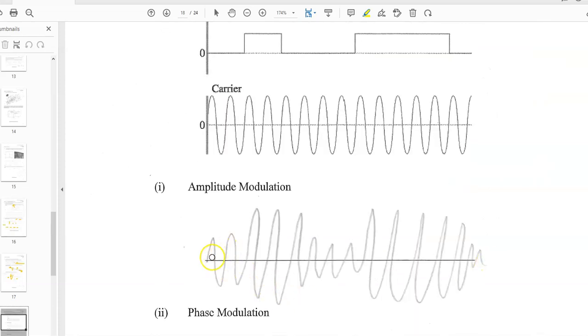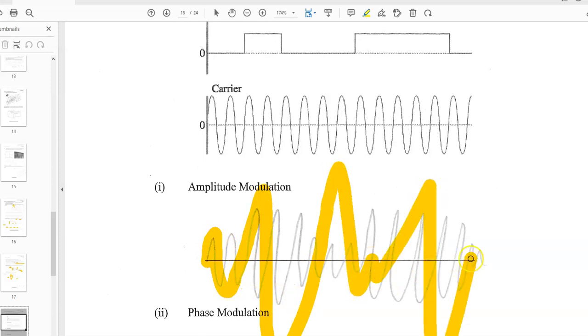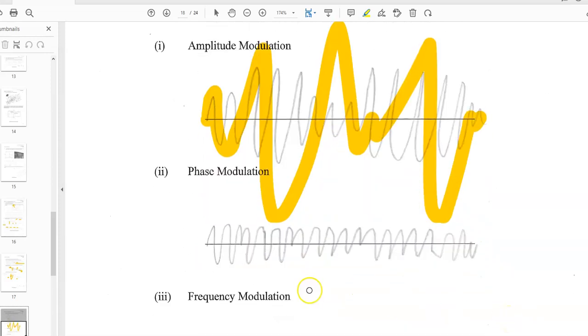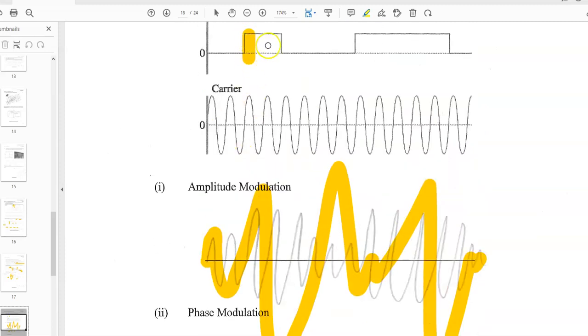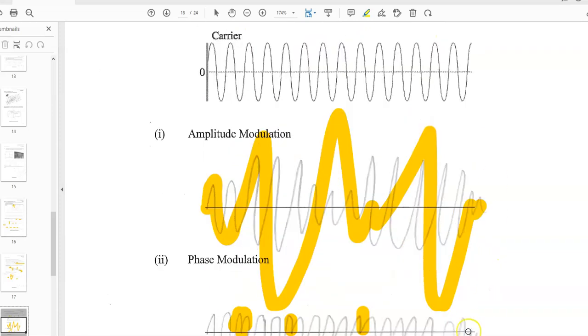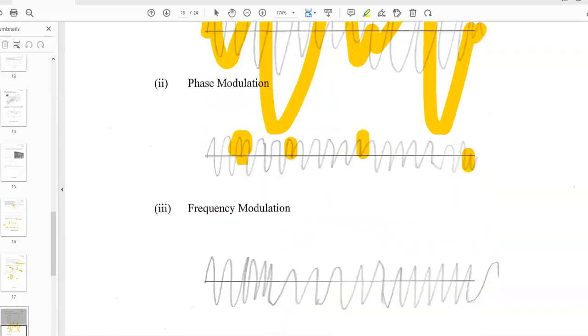AM radio changes the amplitude. Yeah. Phase modulation changes the direction. Yeah, changes direction, right? Let's see the changes. There's a change in direction, change in direction, change in direction, change in direction. So I've got 4 changes of direction.